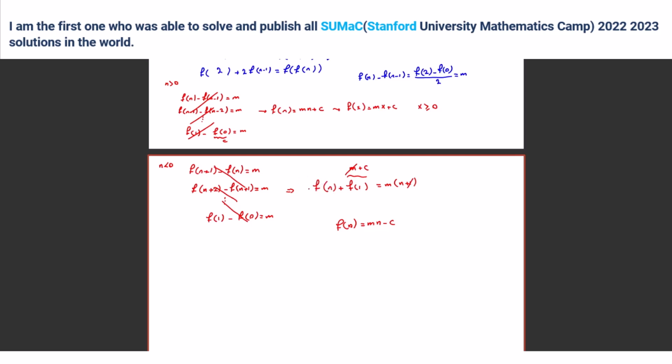So it is negative f of n plus f of 1, right? It's m times n plus 1. The m and m will cancel each other out. So negative f of n is mn plus c minus c. So f of n is negative mn plus c. Why? For negative, it would be this.